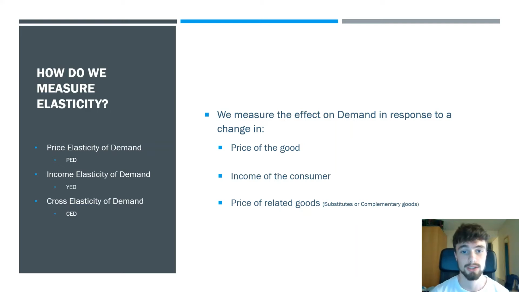We measure the change in demand in response to a change in the price of a good using price elasticity of demand, or P.E.D. For a change in income of the consumer, we measure it with income elasticity of demand, which is Y.E.D. And for a change in the price of related goods, we call that the cross elasticity of demand, or C.E.D.